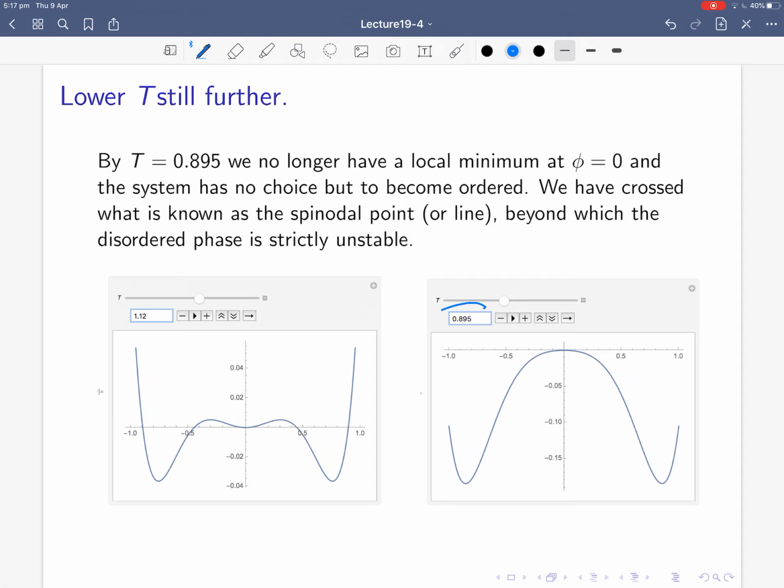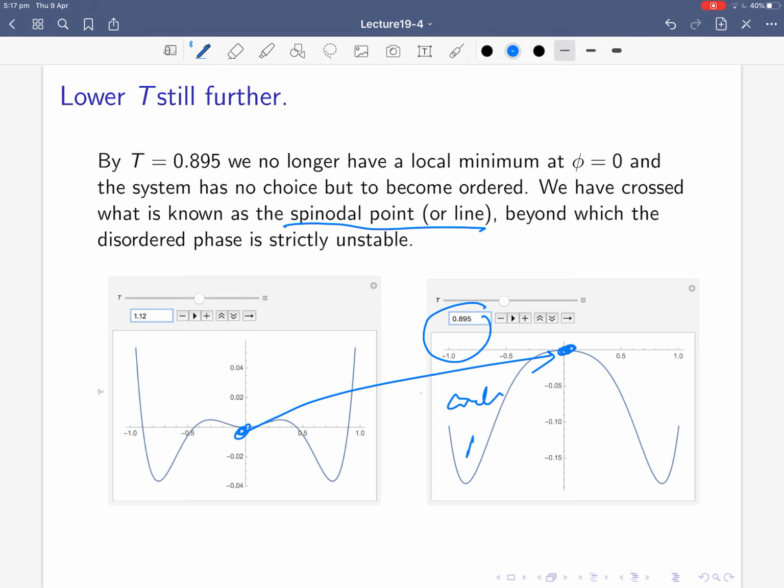If we lower the temperature still more, say to 0.895, this minimum at the origin has disappeared. There's no longer a choice. The system can't say, well, I'd like to sit in this local minimum maybe. Absolutely not. It doesn't even exist. It's a maximum now. And the point where this minimum becomes a maximum is called the spinodal point or line.